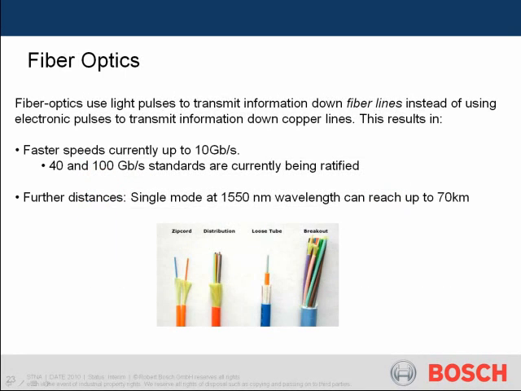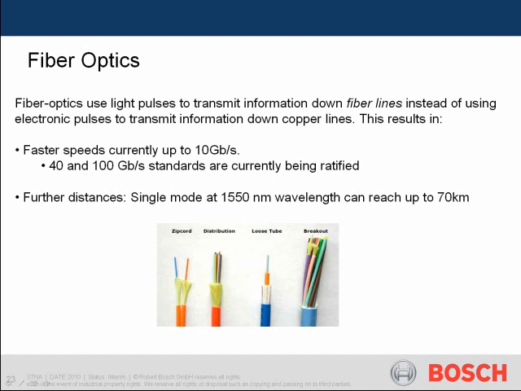The last type of physical cable that we want to discuss is fiber optics. Fiber optic technology uses pulses of light to transfer information down glass or fiber lines instead of using electrical impulses to transfer information down copper lines. This results in much faster speeds, currently 10 gigabits, but 40 and 100 gigabit standards are currently being ratified. The second big advantage of fiber optic technology is further distances.